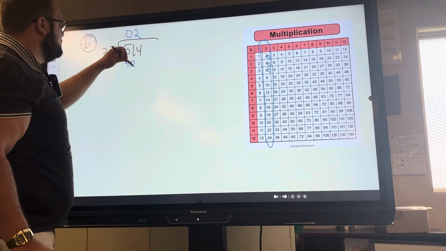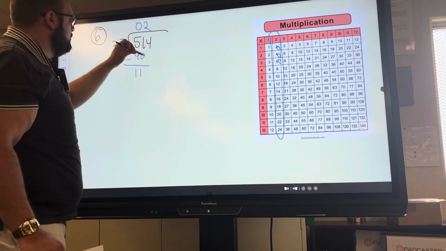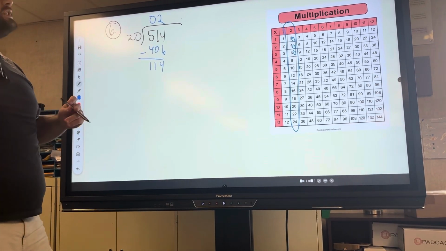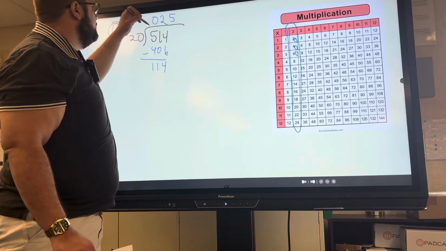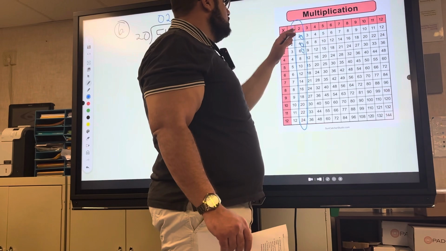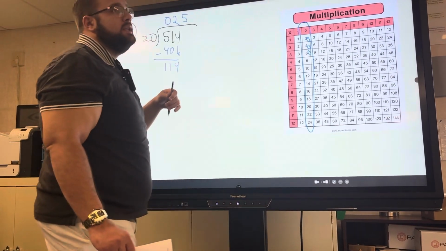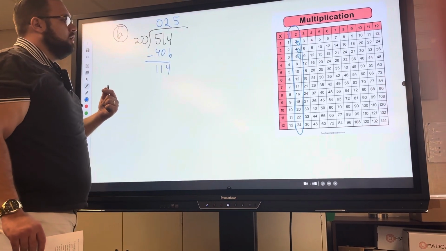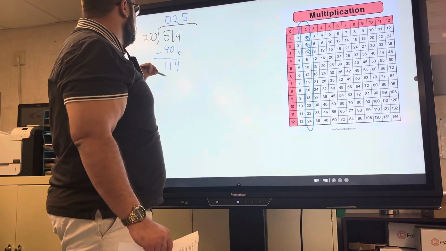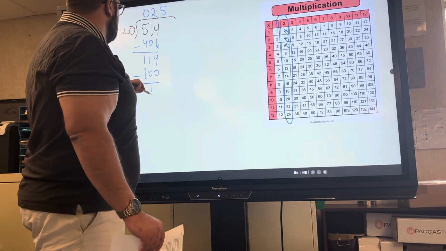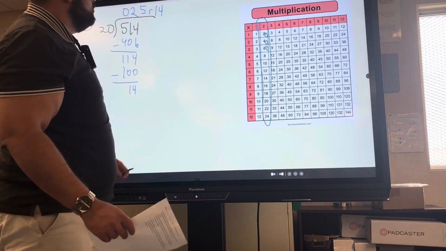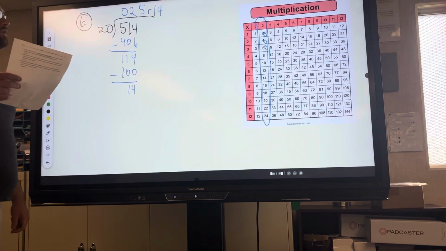So 20 times 2 is 40. I have 11 left over. Bring down the 4. 20 goes into 114 5 times. Okay, I know this off the top of my head, but you can say 2 times 5 is 10. 20 times 5 is 100. Okay, 20 times 6 is 120. It's too big. So 5 times, you have 14 left over. Yep, so it's 25, remainder 14. Okay?